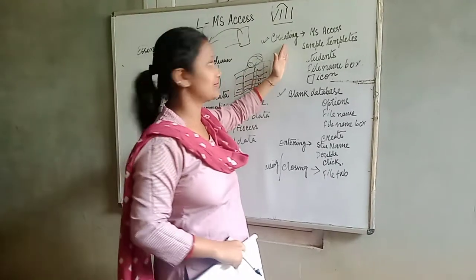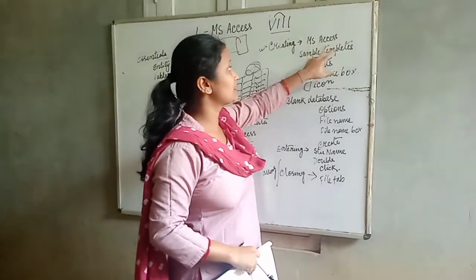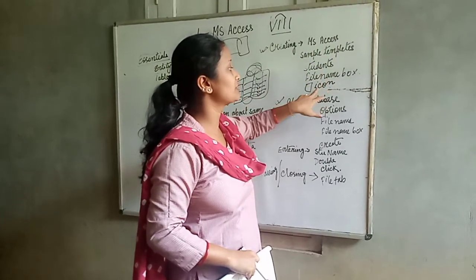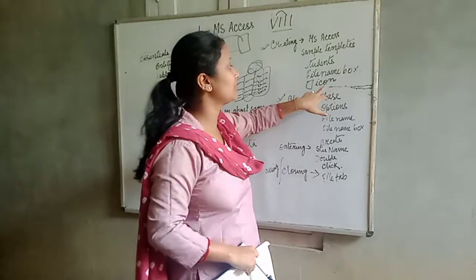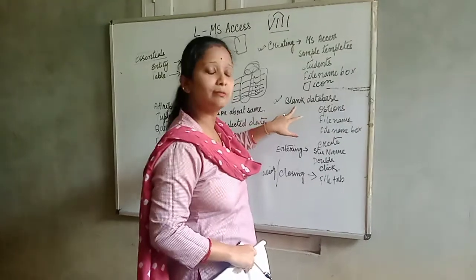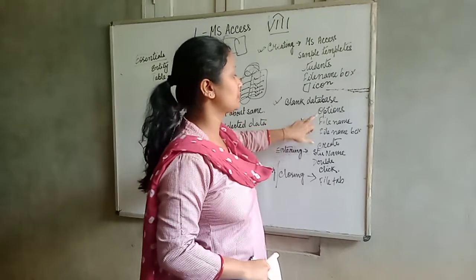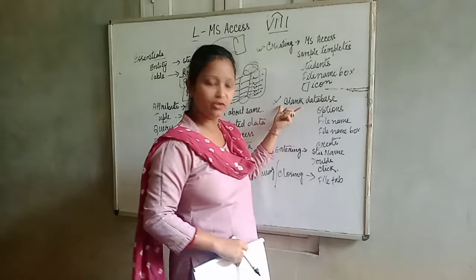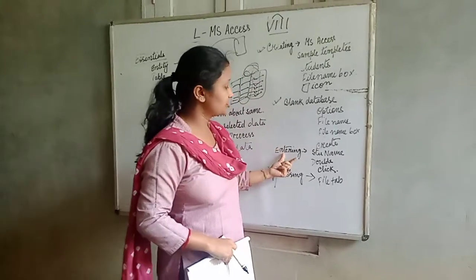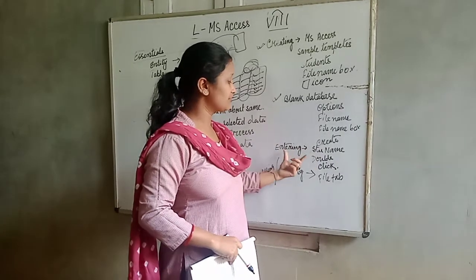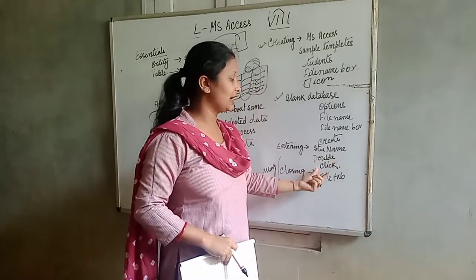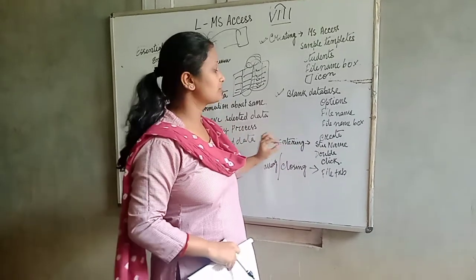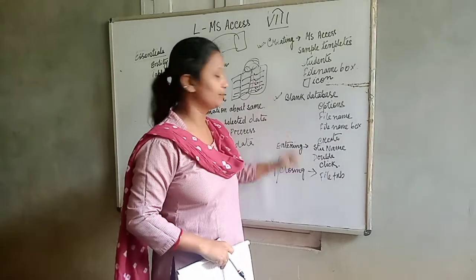How to create in MS Access? First you have to go to the MS Access sample template, student, file name box, and one icon will be there, student name, that you have to select. Then how to create a blank database? You have to go to the file name box. In blank database, you have to go to the blank database option. How to enter student data? Double click the icon, then you can enter all the data. Suppose you have typed the student name, you have to double click.